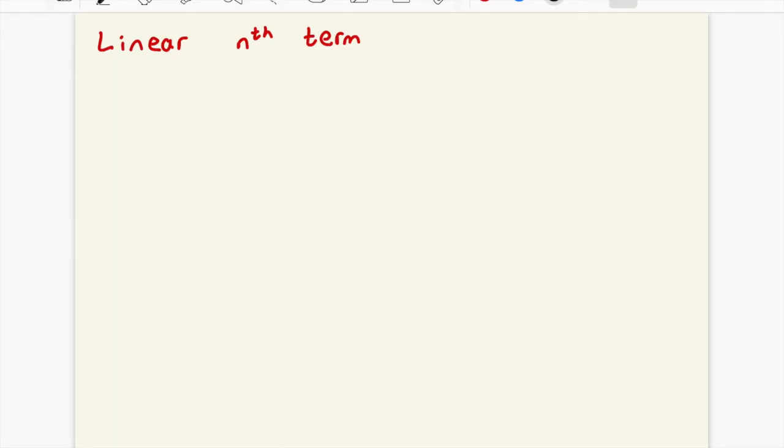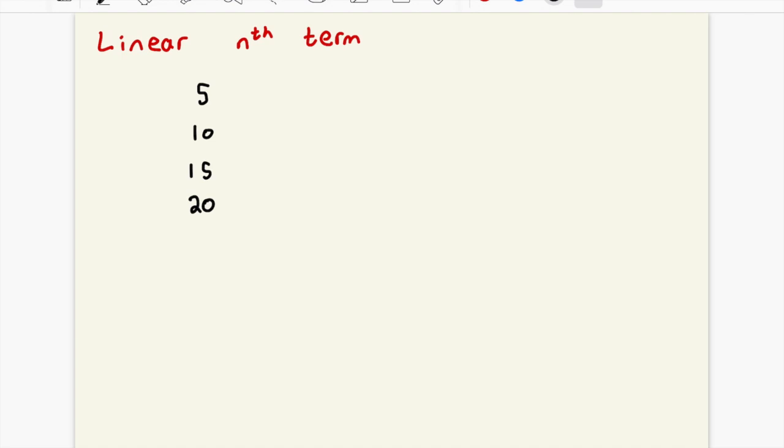So in this video, we are going to be discussing the linear nth term. So what is the nth term? The nth term is just an equation that allows you to find any specific term in a sequence. So in this case, we're talking about linear sequences. So if we start off with our sequence, let's say we have 5, 10, 15, 20.